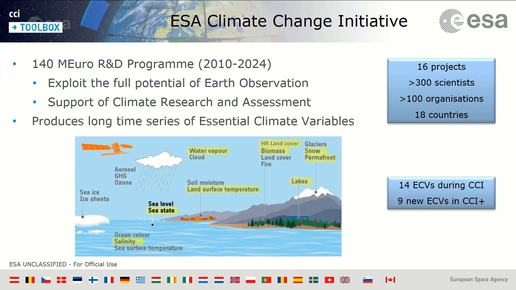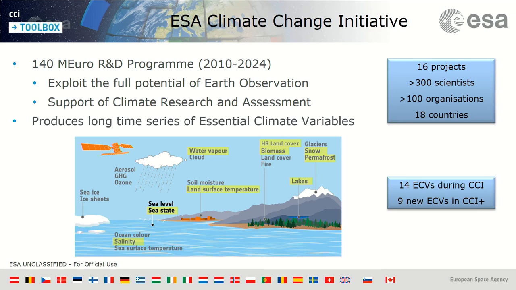And this really aims to produce a long time series of what are called essential climate variables, ECVs. So this covers ocean data, like sea level, sea state, ocean color, salinity, atmospheric data, aerosols, greenhouse gases. From the land biosphere, there is biomass, land cover, fire-burned areas, snow, permafrost. So it's really addressing a large number of essential climate variables which are necessary to study our environment under climate aspects.